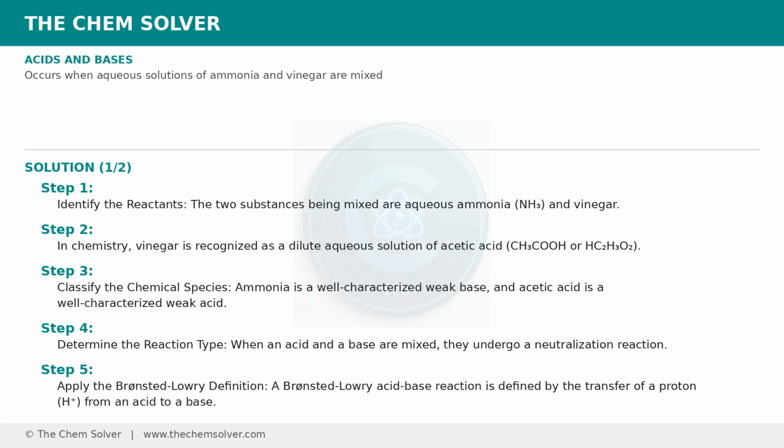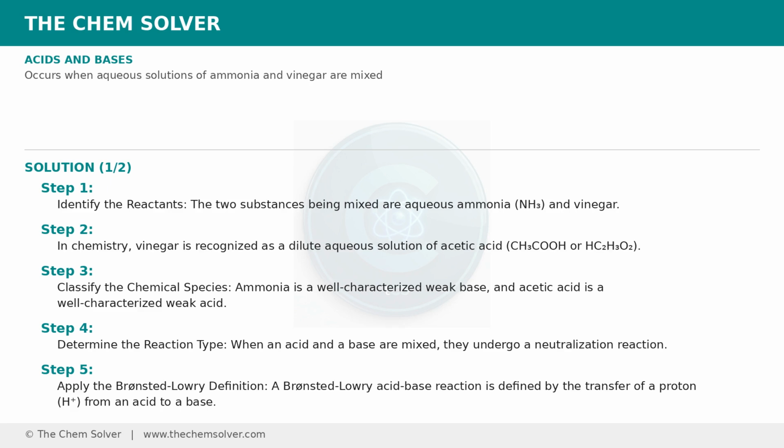Identify the reactants. The two substances being mixed are aqueous ammonia, NH3, and vinegar. In chemistry, vinegar is recognized as a dilute aqueous solution of acetic acid, CH3COOH, or HC2H3O2. Classify the chemical species. Ammonia is a well-characterized weak base, and acetic acid is a well-characterized weak acid.